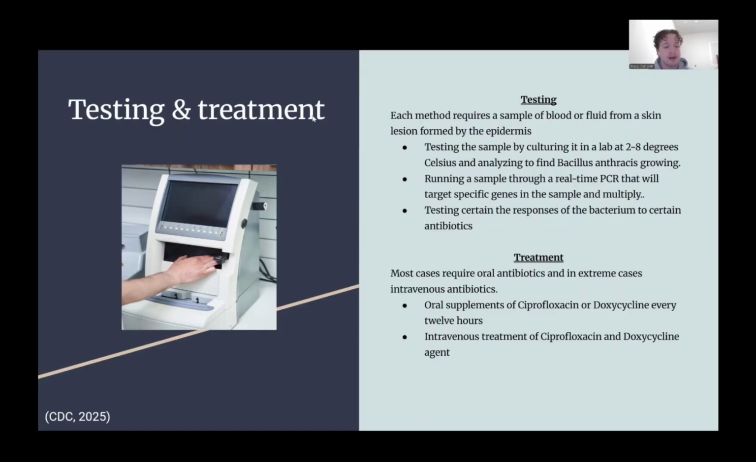When testing for cutaneous anthrax, it is required that a sample of blood, or fluid, is taken from a sore that is formed by the damaged skin. The most common method of testing is sending the sample to a lab to be cultured at 2 to 8 degrees Celsius and analyzed to find the sample.